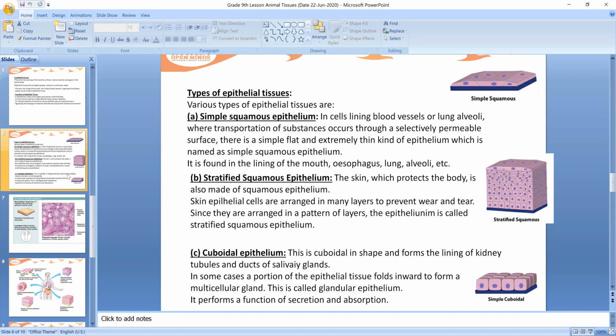Why is it named simple squamous? Because it is flat and extremely thin.